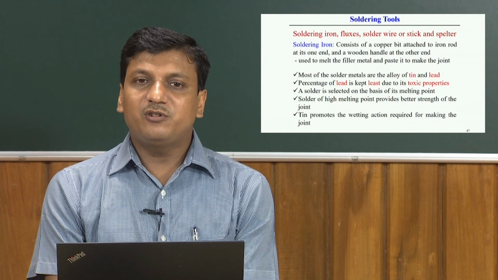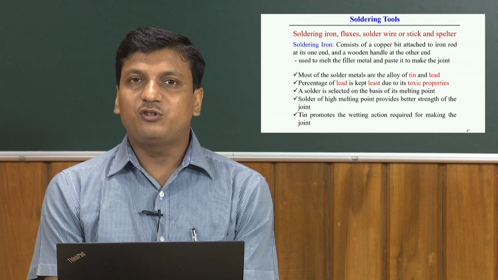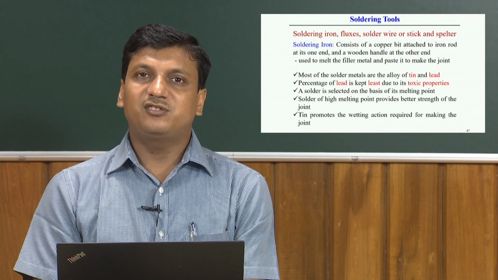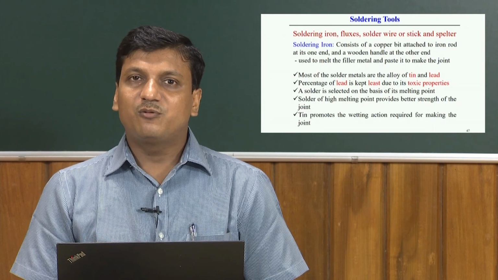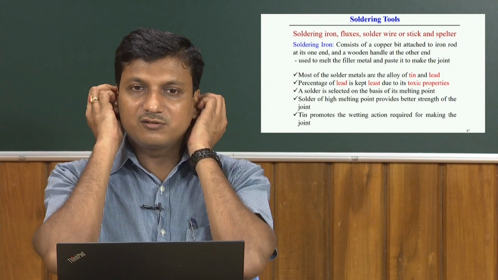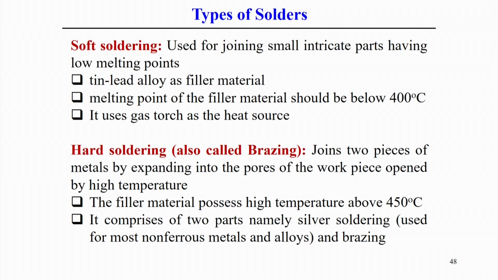Tin promotes the wetting action required for making the joint. Basically, the purpose of using tin is that its melting point temperature is low, and it creates nice wetting action when you try to join the two components of the materials. Now, types of solders: basically two types of solders we generally observe. One is soft soldering, another is hard soldering.